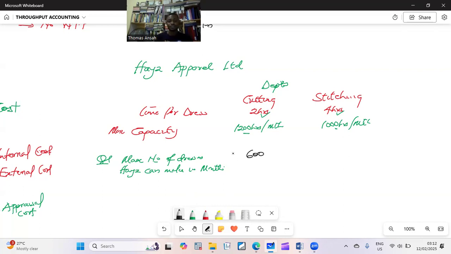600 units. So let me call it units. But with this one, he can only stitch 250 units, right? That is the first question we've tried to answer. But I have another question. My next question is, how many dresses? So this one was the maximum number of dresses we are looking at in a month.